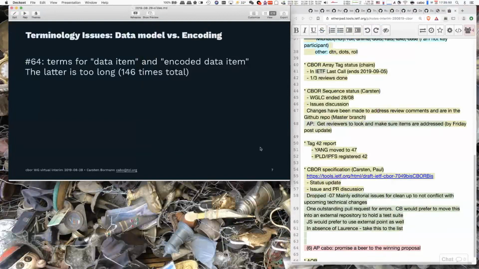Okay, so these are two major terminology things that go through the entire text and change it. So I would be happy to do these in one piece, like we did with the tag terminology.